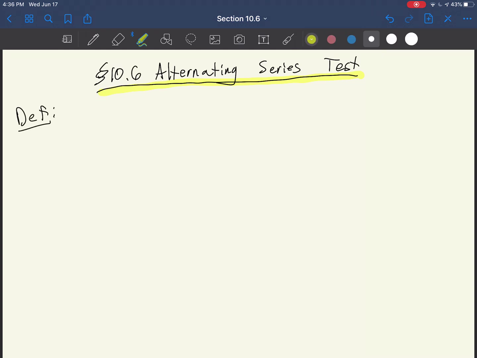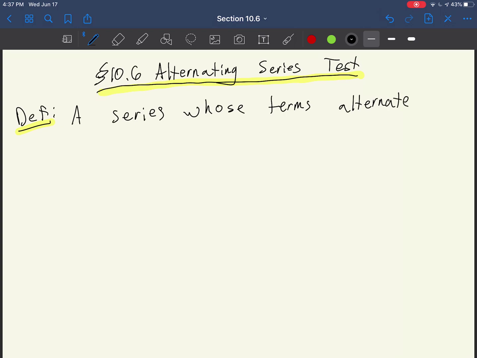So, definition, what is an alternating series? A series whose terms alternate between positive and negative is an alternating series.